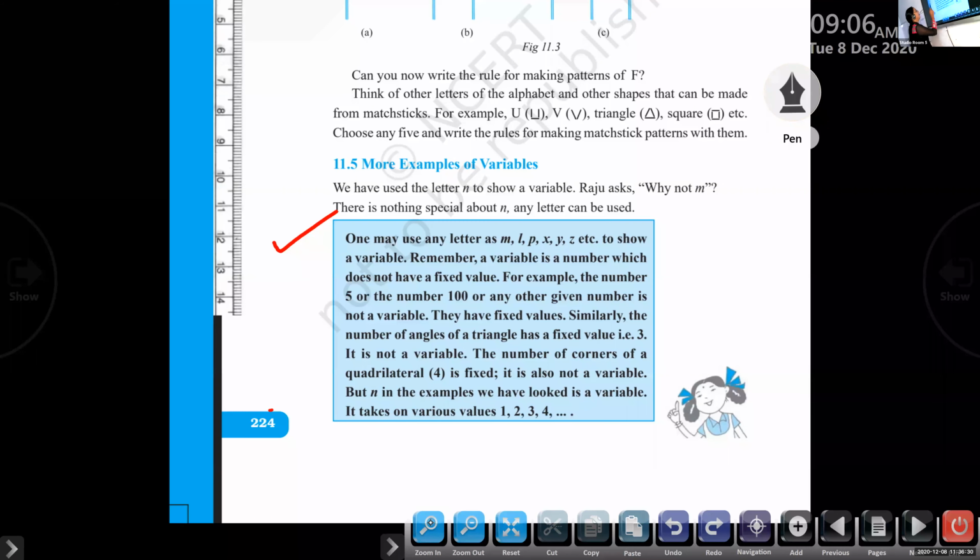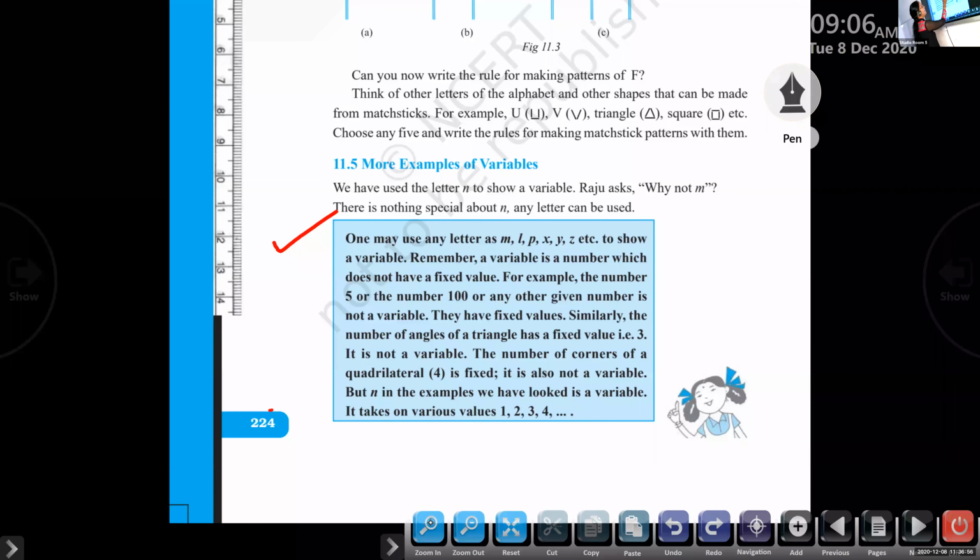Okay, children, I will explain it. One may use any letter. Can you hear this? Am I audible? Now listen to me, no need of writing. One may use any letter as m, l, p, x, y, z, etc. to show a variable.